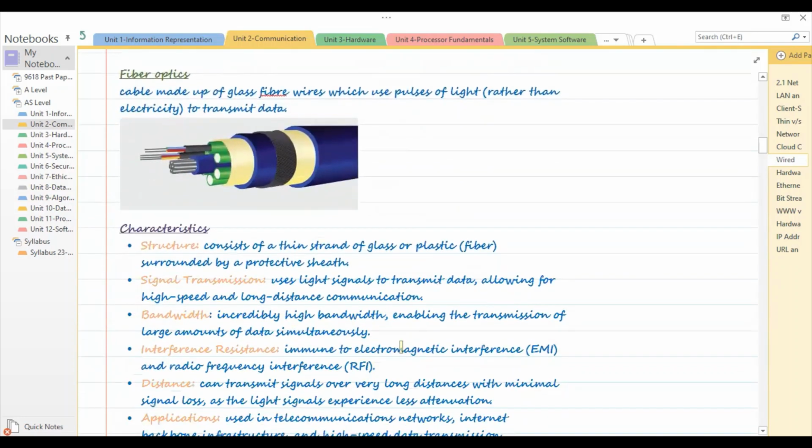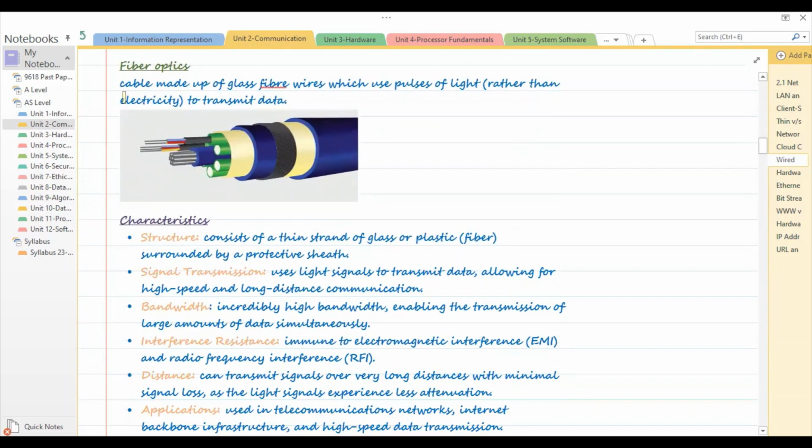Now, fiber optics. Fiber optics cable is made up of a glass fiber wire, which uses pulses of light to transmit data. When we talk about copper cable, electrical signals are used to transmit data. Here in fiber optics, pulses of light signals are used to transmit data, right? Rather than electricity.